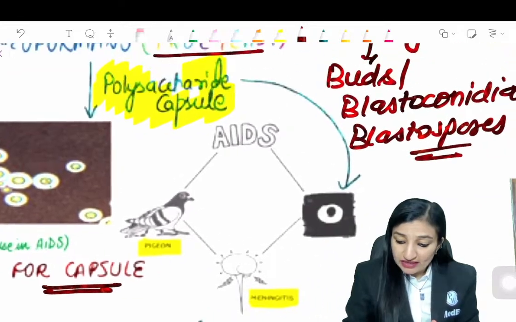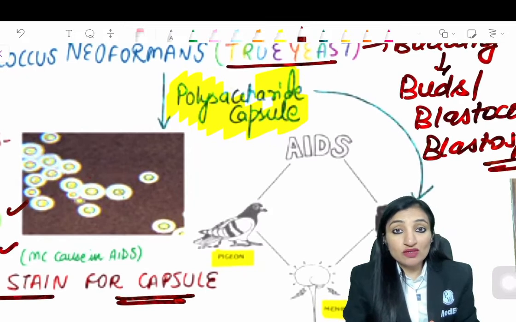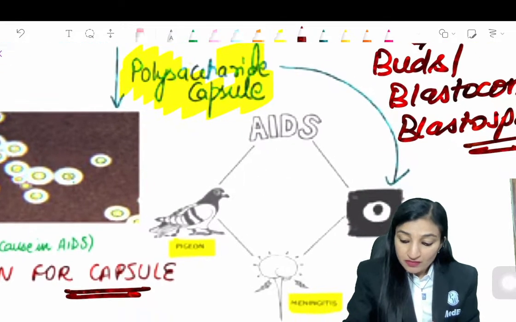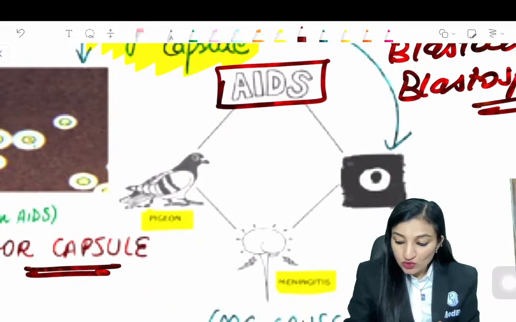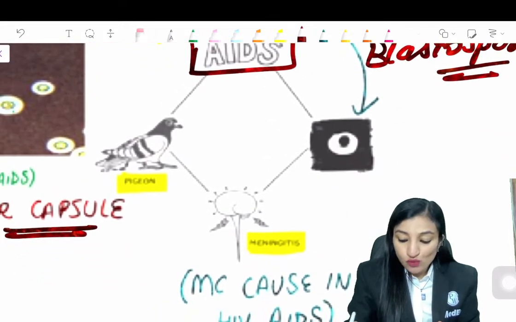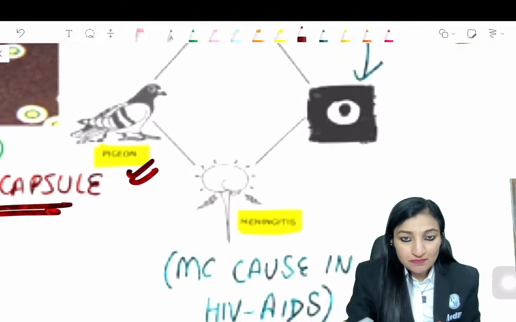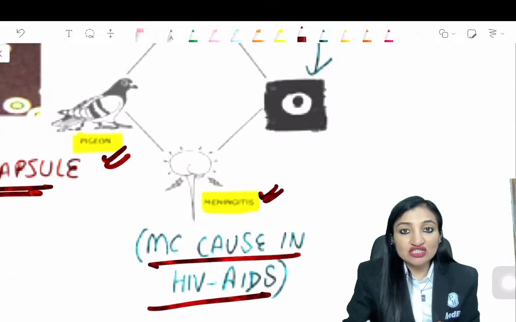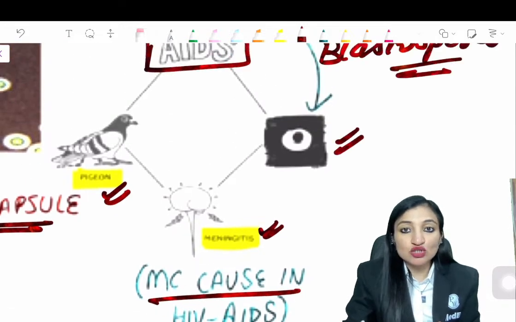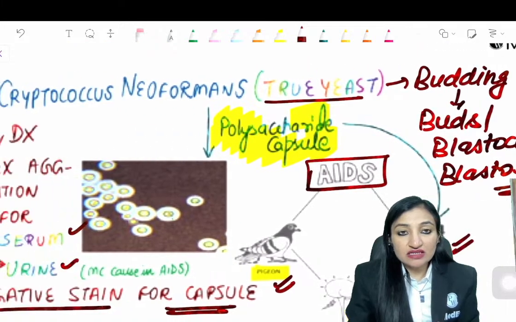Now look at this. This organism, Cryptococcus neoformans, is the most common cause of meningitis in people with AIDS, that is acquired immunodeficiency syndrome. And the reservoirs are what? The organism is found in pigeon excreta, and can cause meningitis. As I said, this is the most common cause of meningitis in HIV/AIDS. This again is a schematic representation of the negative staining.